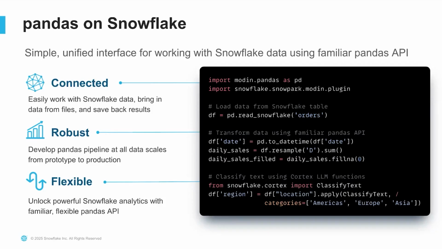Now, Pandas is one of the most commonly used libraries for data transformation and feature engineering. And with Pandas on Snowflake, we're bringing that same familiar experience with Pandas directly into your Snowflake environment to combine the ease of use of Pandas with the power and scalability of Snowflake. You can work with your Snowflake tables or files just like you would with Pandas, but as your data grows, your code automatically scales so that your pipeline stays fast and efficient and production ready.